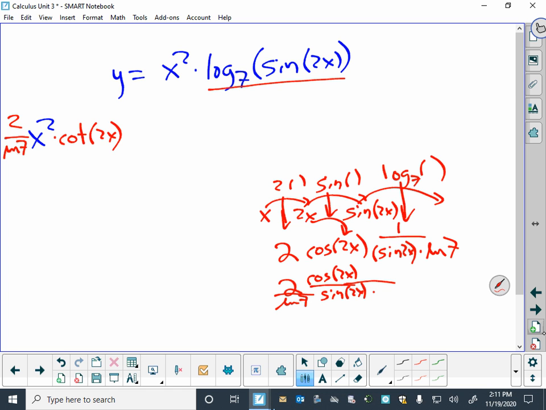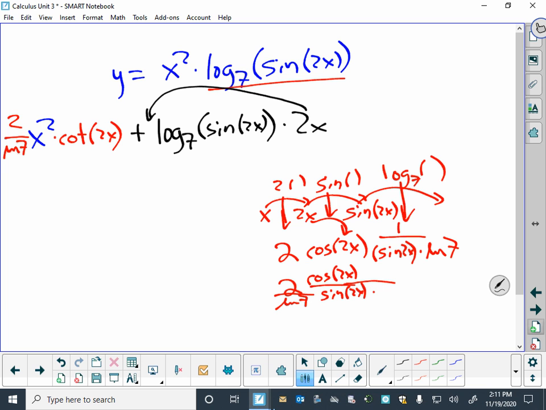And that is the first times the derivative of the second, plus the second, which is our log base 7 of sine 2x, times the derivative of the first, which is 2x. I could do a little bit of rewriting there and factor out some common things, but that's pretty much the gist of it. Probably all I would do is take this 2x and put it up in front of this. As a simplification, I don't think I would need to do anything else.